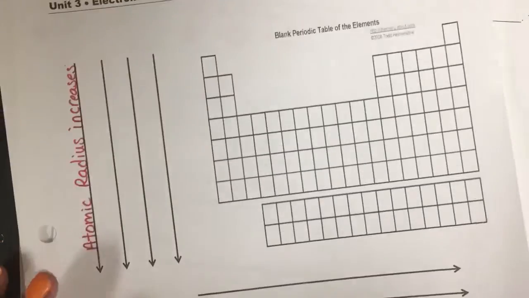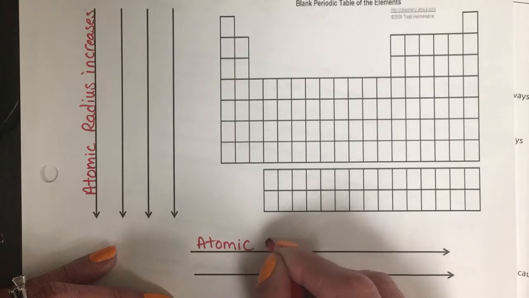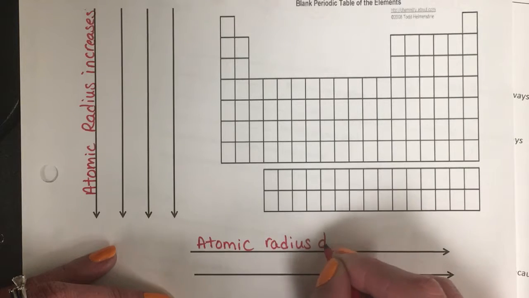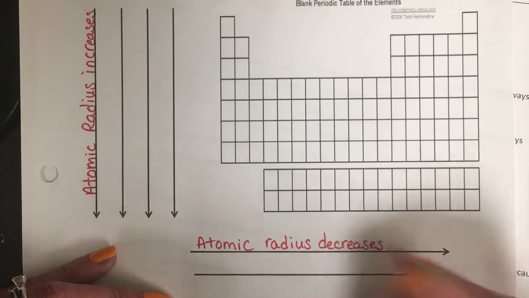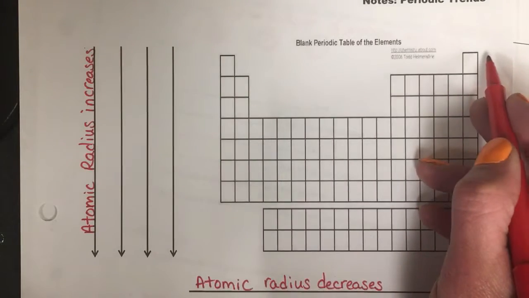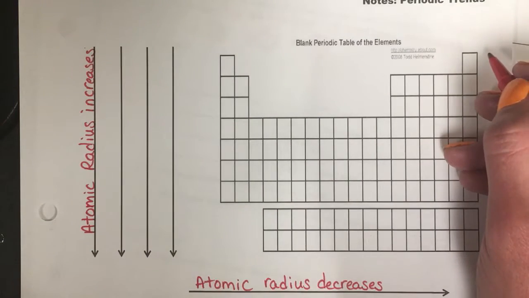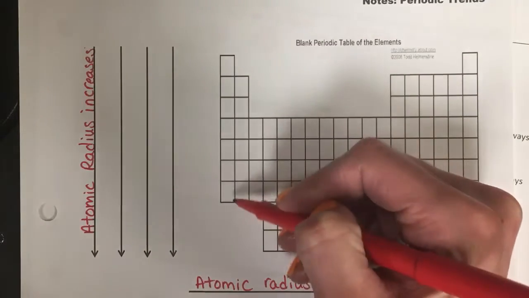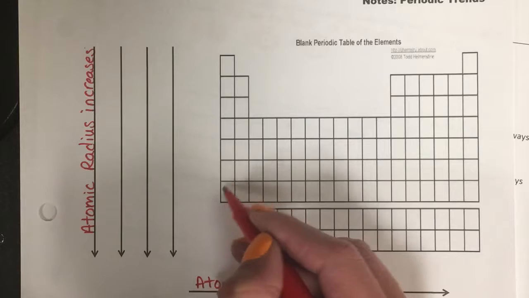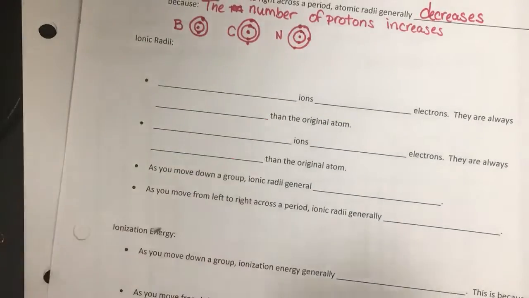So I'm going back to my periodic table, and I know that atomic radius decreases. Now the way this works, elements with the smallest radius will be on the top and the right. So up here, helium is going to be my smallest. Elements that have the biggest radius will be at the bottom and to the left. So francium is going to have the biggest radius. Okay? So the next thing that we're going to talk about is ionic radius.